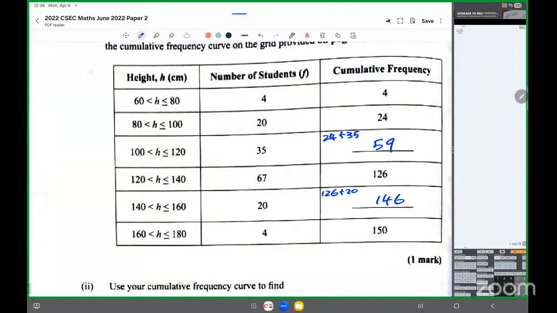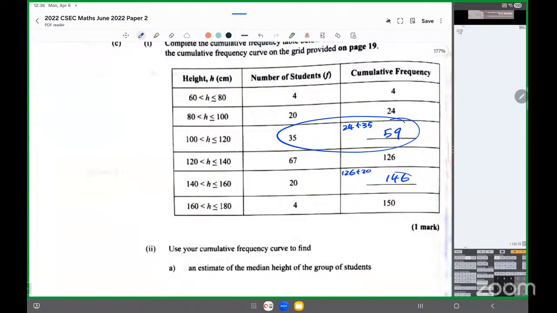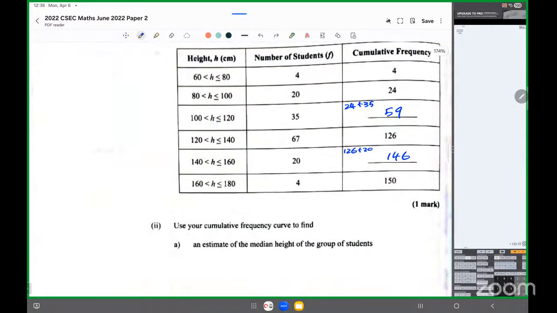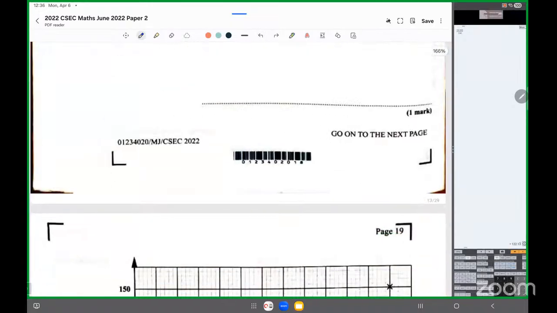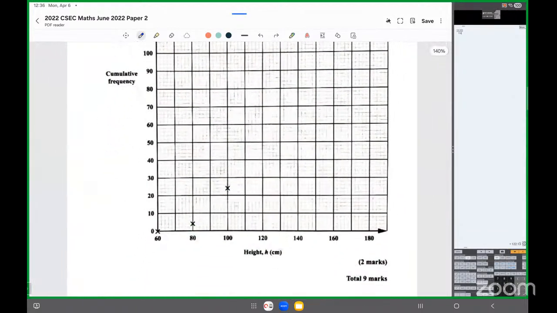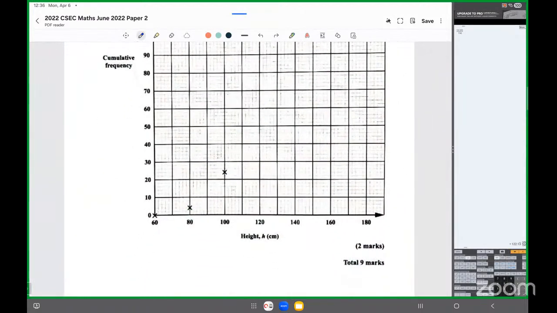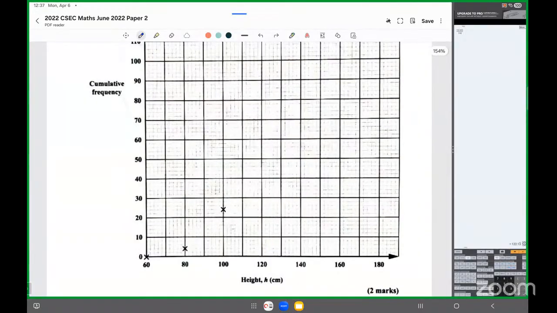Now we need to plot these points. I guess we have to plot these points on the graph now, right? So it's 59 and 146. I have to put them on the graph. They usually give you the values, the points that they put in the table, and then you have to put in the ones that you worked out. Go on the graph and put them on. Complete it, right? All right, so let's double check some of these now.